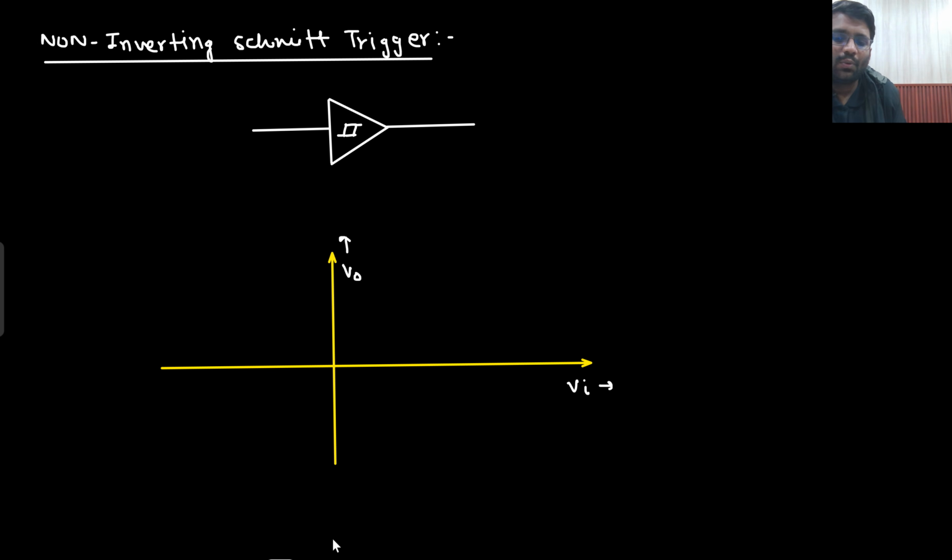Now it has two kinds of voltage, upper threshold voltage and lower threshold voltage. You need to have a basic idea of a Schmitt trigger, then you will be able to understand. Let's just say this is my lower threshold voltage, let's call it -2, and this is the upper threshold voltage, which is +3.